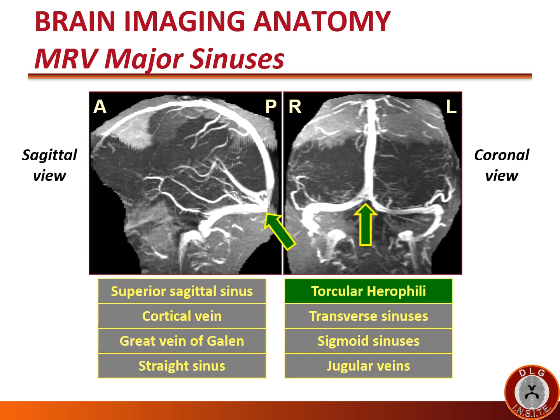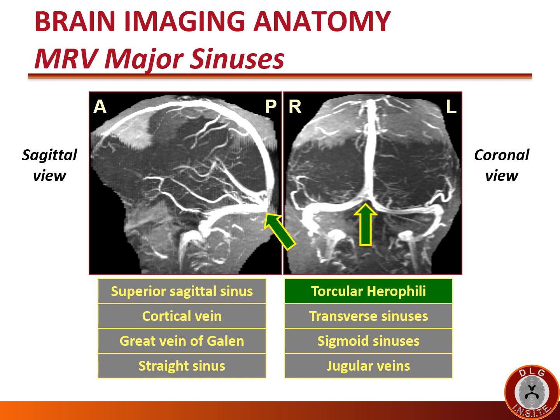The green arrows point to the torcular hierophili, which literally means winepress of Hierophilus. The torcular hierophili is sometimes called the confluence of the sinuses. And in this particular patient's MRV, one can see that it does appear to be a confluence, meaning that the superior sagittal sinus and straight sinus meet together in the same place and drain laterally into the transverse sinuses.